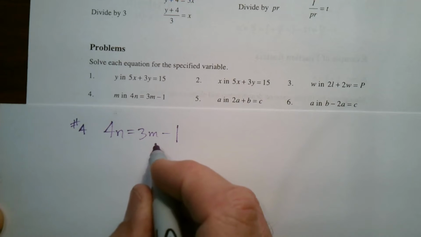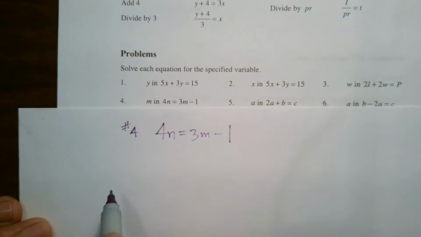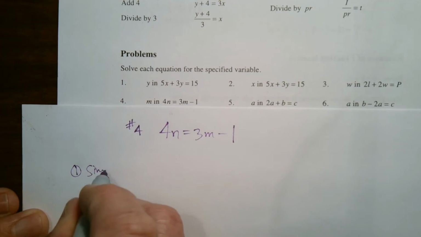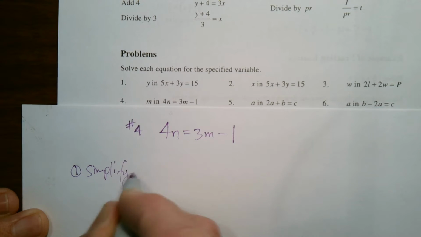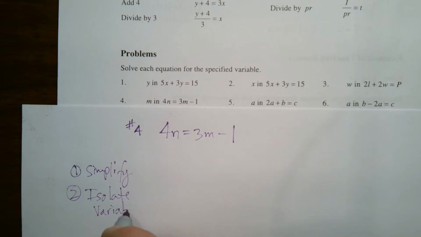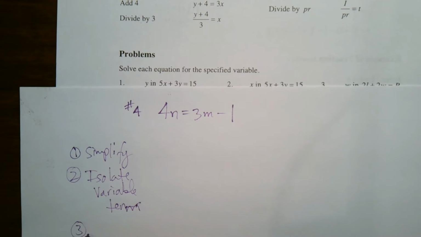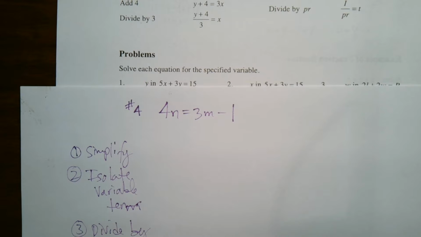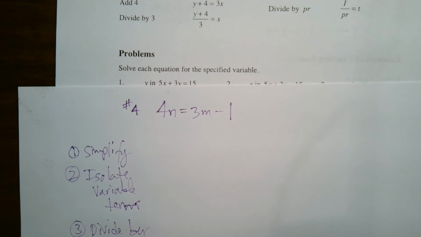We know our steps for solving equations, right? There are 3 steps. There's simplify, then isolate the variable term, and then the last one is to divide by the coefficient of that variable term. If you follow those steps, you're going to solve most equations.